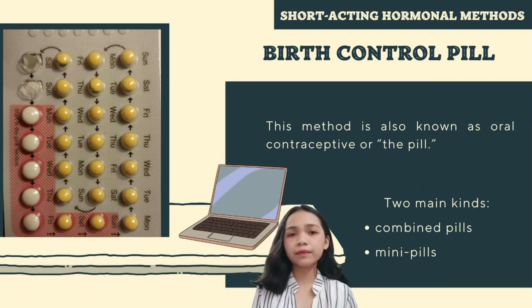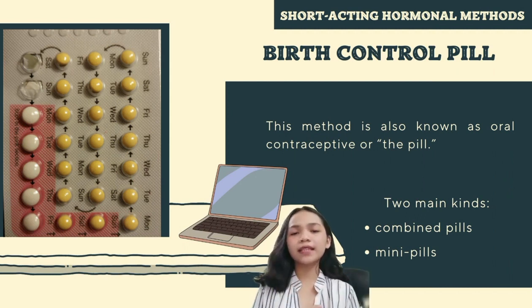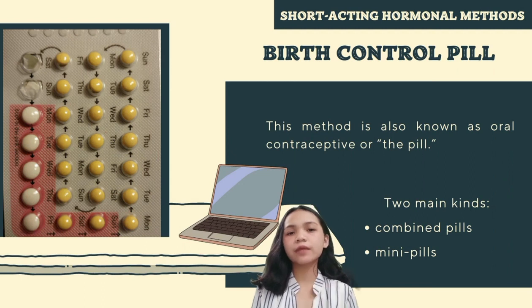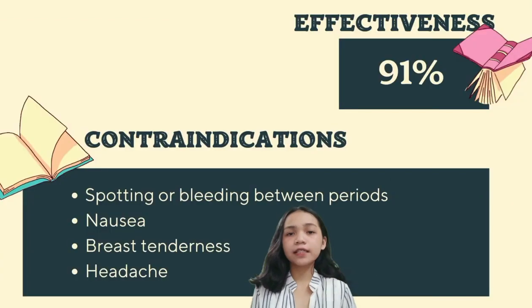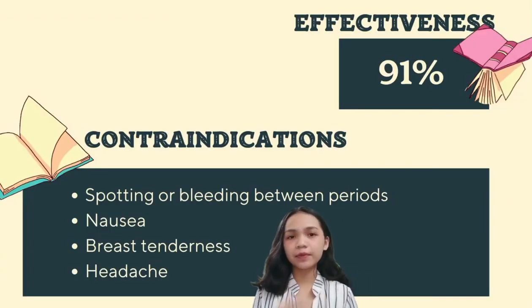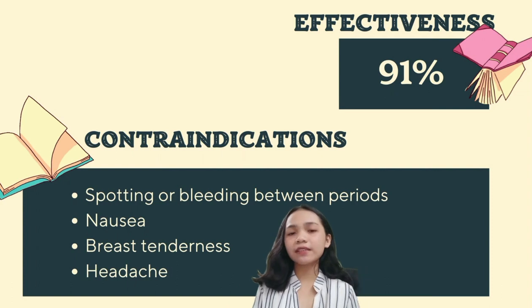It keeps the sperm from getting to the egg and stops the ovaries from releasing eggs. There are two main kinds of this: combined pills, which contain estrogen and progestin, and mini pills, which only contain progestin. It's 99% effective if you use it perfectly. But of course people aren't perfect and it's easy to forget or miss pills. So more commonly, its effectiveness lies around 91%.